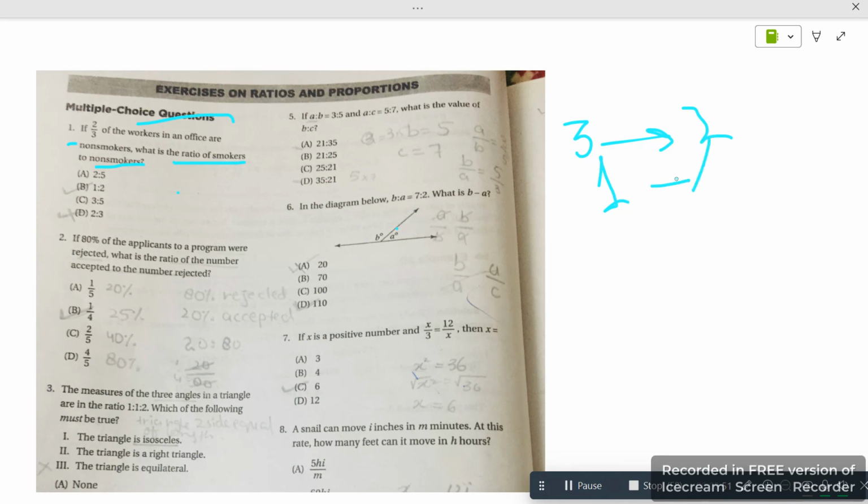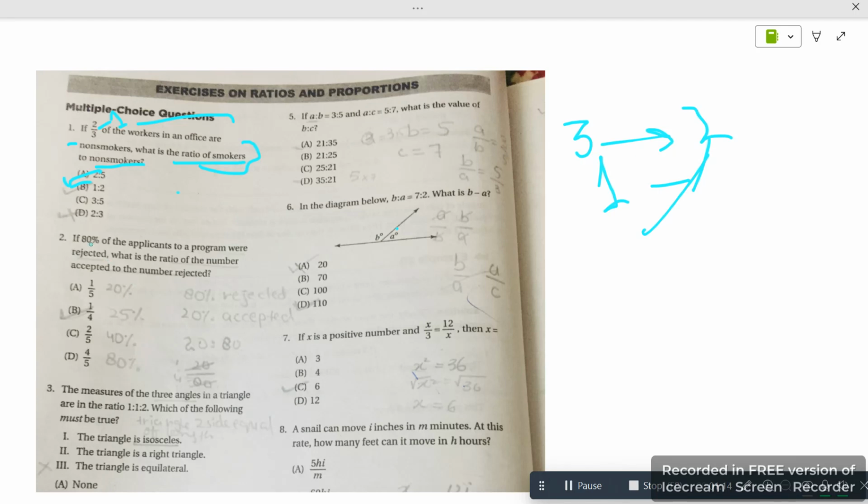When you look into the options, you'll find only B as right, because 1:2 is the first. How 2:3? This means one is a smoker and two are non-smokers. The ratio of smokers to non-smokers is one from three, and here we found two are non-smokers. So 2:1 would be the answer.